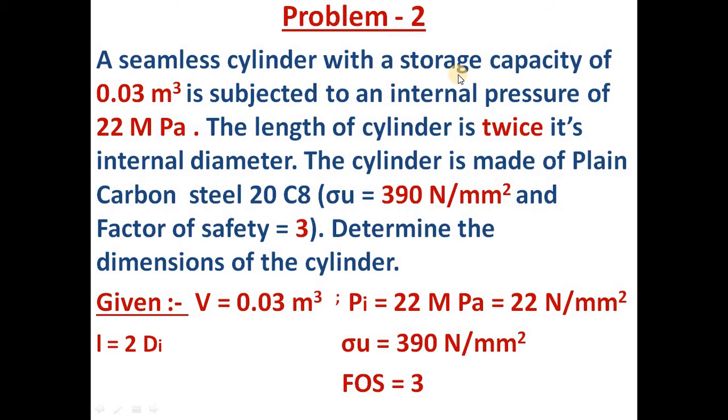The seamless cylinder has a storage capacity of, sorry, the volume is 0.03 meter cube. Internal pressure is also given, 22 megapascal, that is 22 Newton per mm square. Then as in the previous problem, the values of sigma u and factor of safety are given. Both are given.